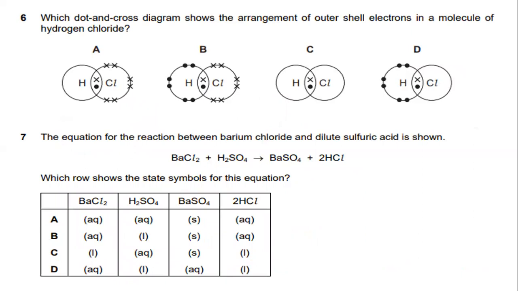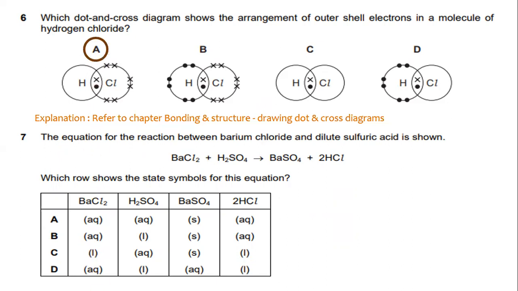Question number 6. Which dot and cross diagram shows the arrangement of outer shell electrons in a molecule of hydrogen chloride? So refer to the chapter Bonding and Structure, titled Drawing Dot and Cross Diagrams. It shows you how hydrogen chloride molecules look. So the answer for this question is A.